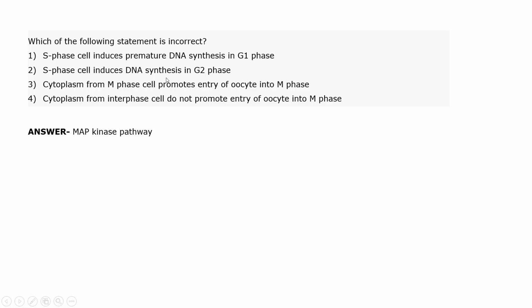So this option is correct. In case of option number 2, the S phase cell induces DNA synthesis in G2 phase. That is incorrect, because the cell division is always in a unidirectional manner, right? It's in a unidirectional cyclical manner.